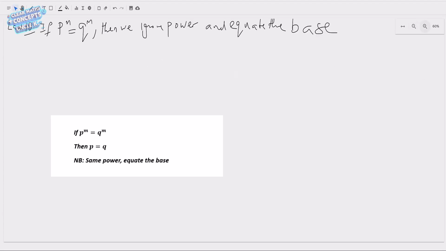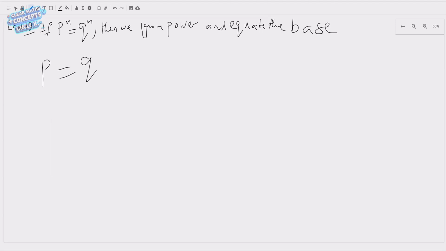So where are we? It's more like the first one. In that case, you have the base the same, and you're equating the power. In this case, you have the power the same, so you're equating the base. So it means your P will be equal to Q. Simple as that. So let's solve some examples on that as well.